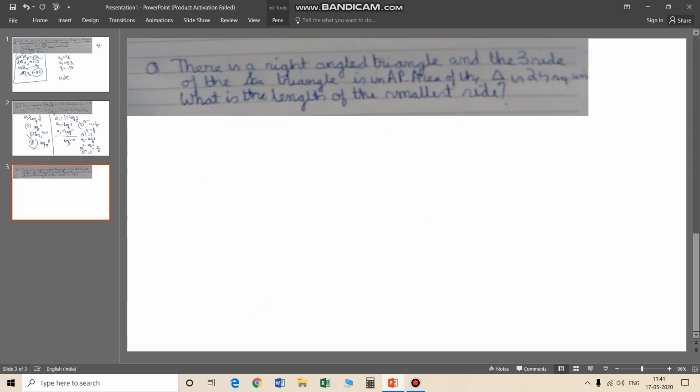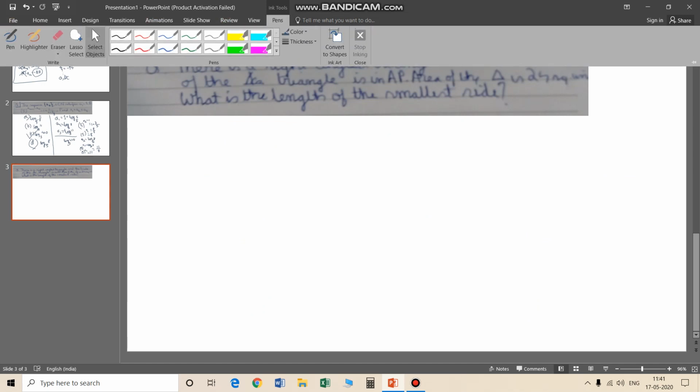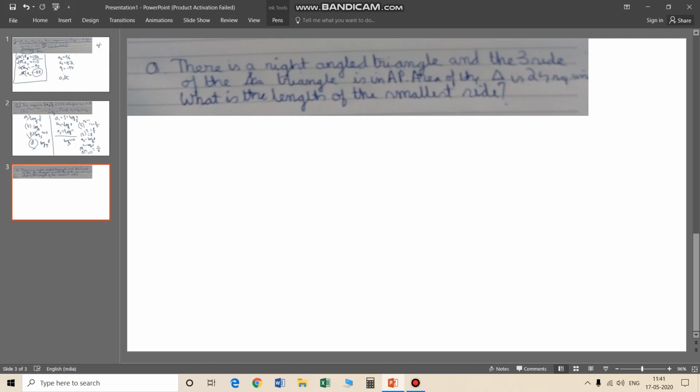Third question and the last question for today. This is a very crucial question which consists of both sequence and series, geometry, area of a triangle property, and the Pythagorean theorem. All basic theorems are involved in this question. It's a very crucial question.